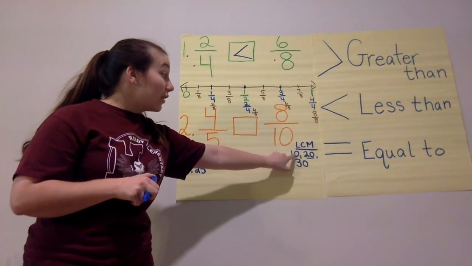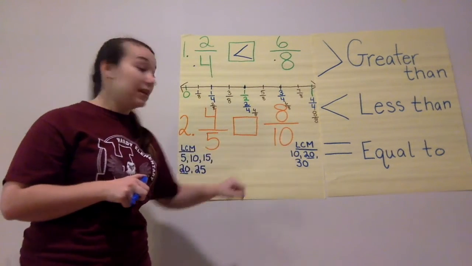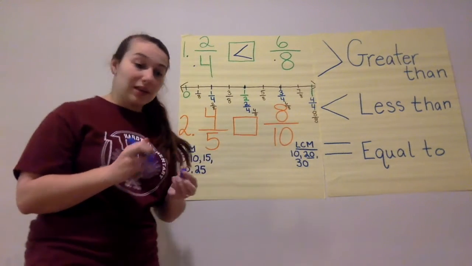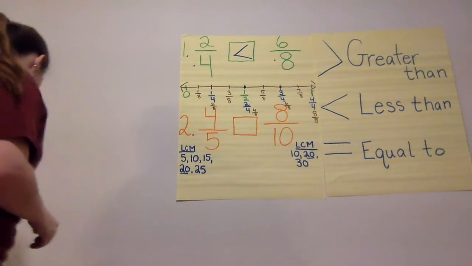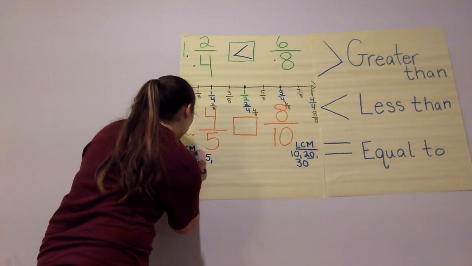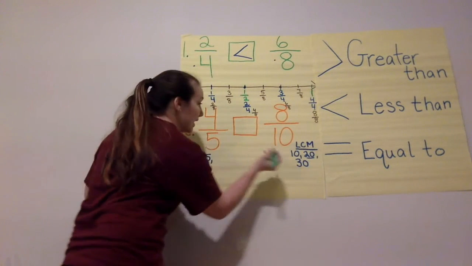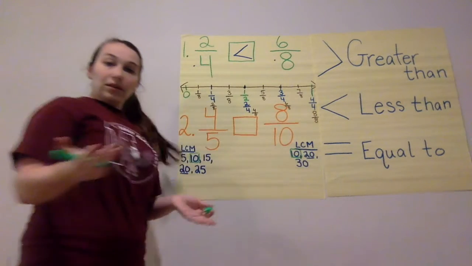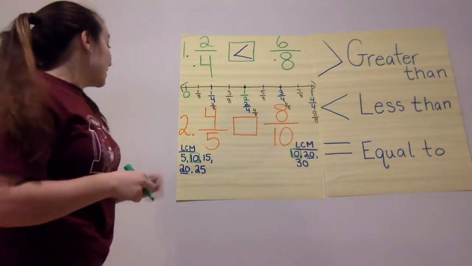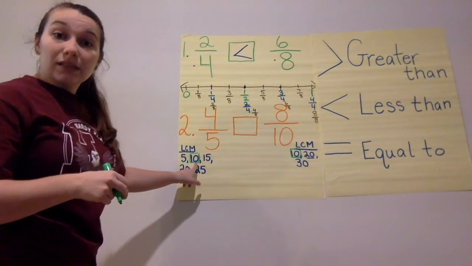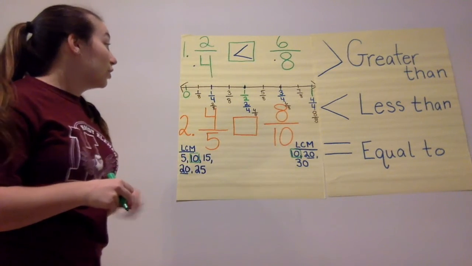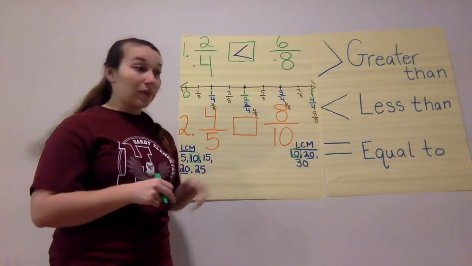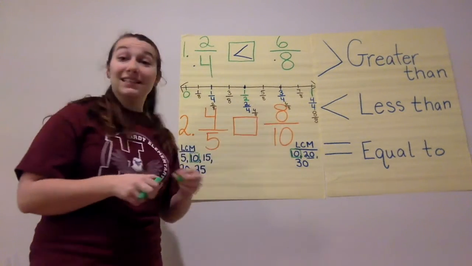We have a 10 over here, right? 10 times 1 is 10. All right. So I have 10 on one side and 10 on the other. All right, so my question for you is this. If we're going to use 10 as our denominator, do I have to change anything over here? No, I don't, because it's already in tenths.